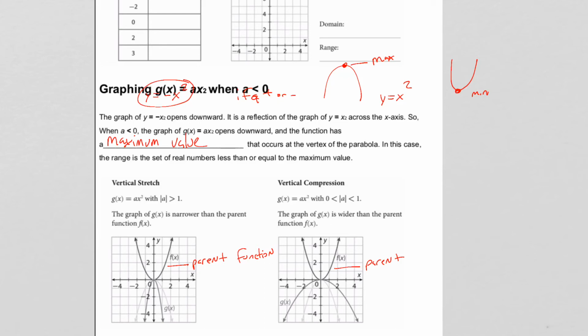Right, if it's between 0 and 1, we're talking about a compression. Particularly if we're talking about something that opens downward, right? This is what a compression looks like when a is negative.